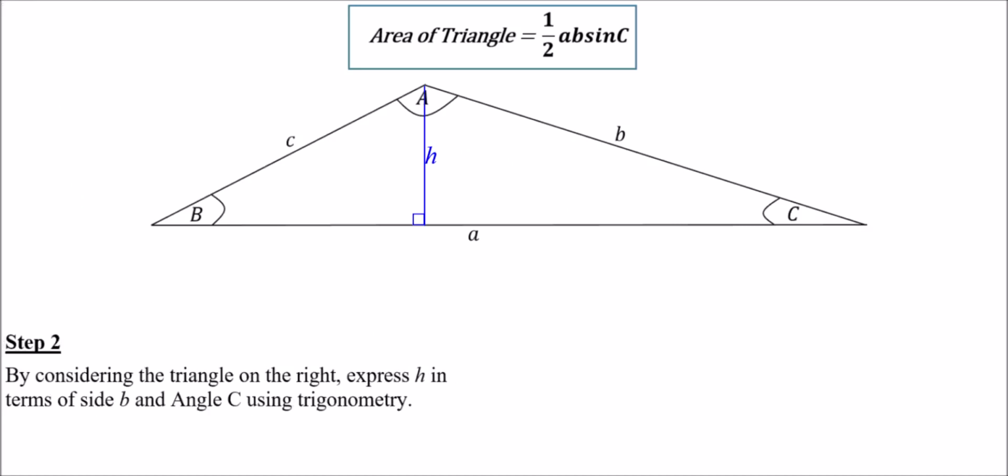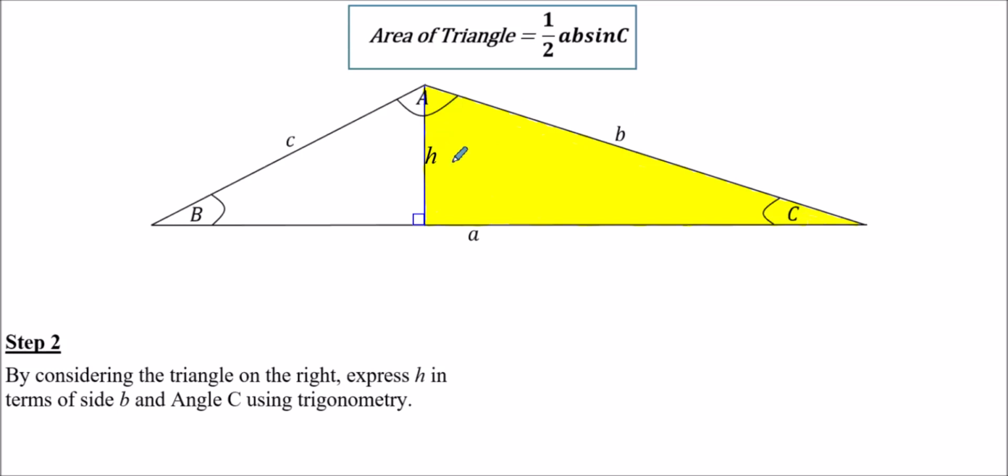The next thing, step two, we're going to consider the triangle on the right, this one over here. We need to think about expressing h in terms of side b and angle C using basic right-angled trigonometry. I'm just going to highlight this triangle here, so you know which one we're using. This one here in yellow. Just think about how we can relate h and this angle and side b.